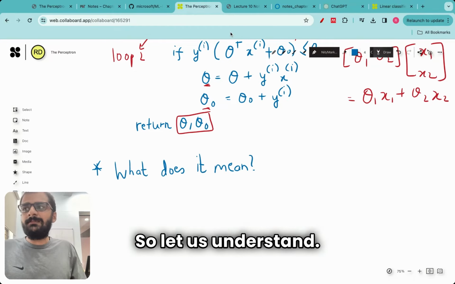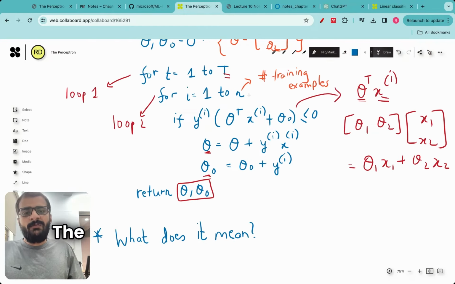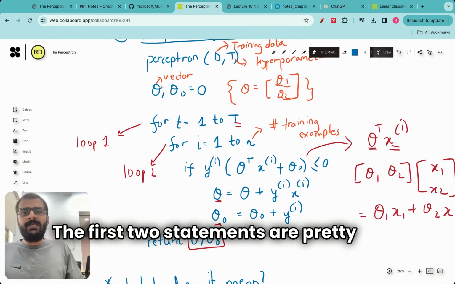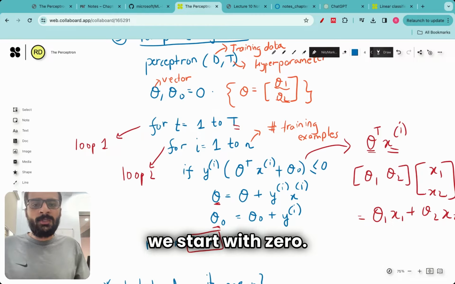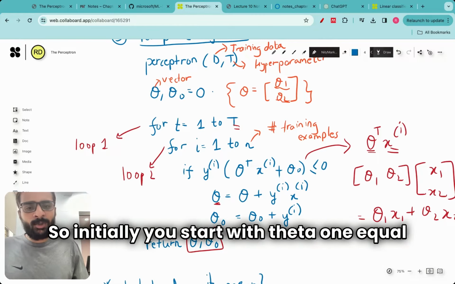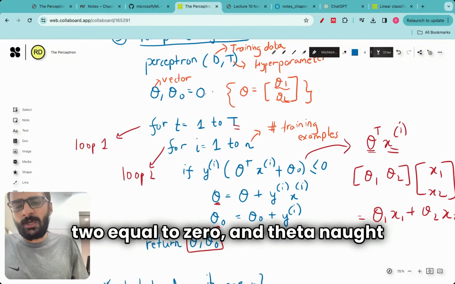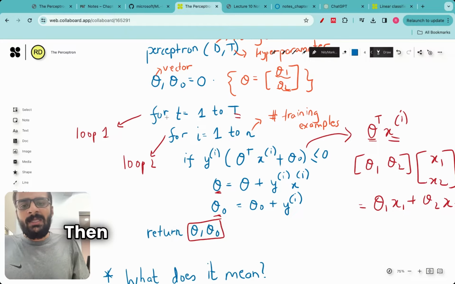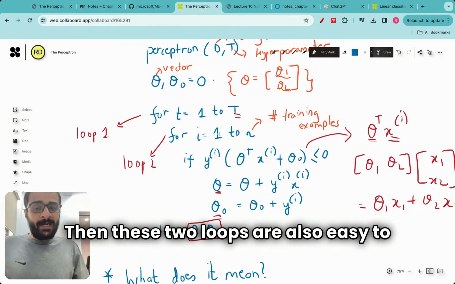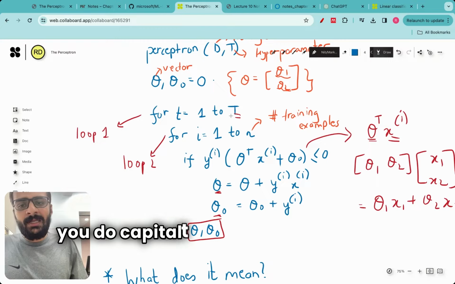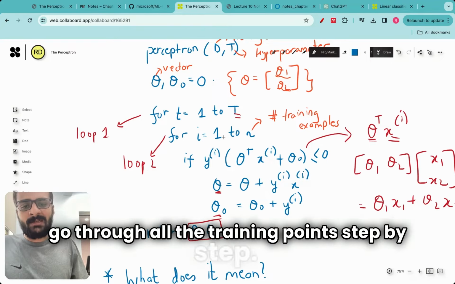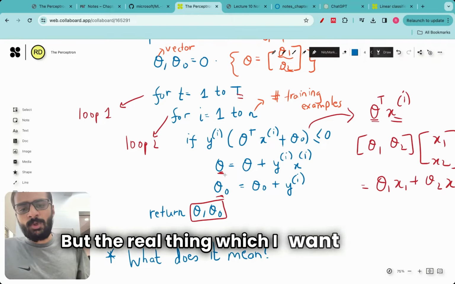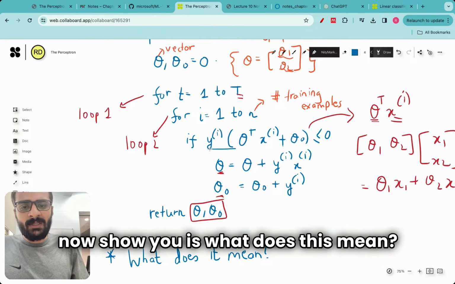So let us understand. The first two statements are pretty easy to understand. Initially, the algorithm states that we start with 0. So initially you start with theta 1 equal to 0, theta 2 equal to 0, and theta naught equal to 0. That's fine. Then these two loops are also easy to understand: you do capital T loops, and in each loop you go through all the training points step by step. But the real thing which I want to show you right now is, what does this mean?